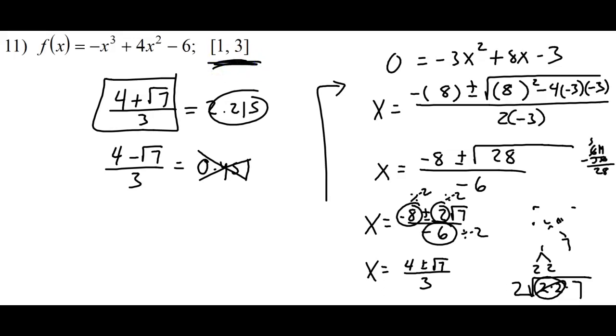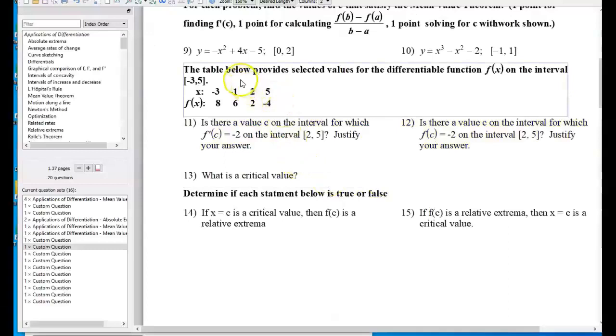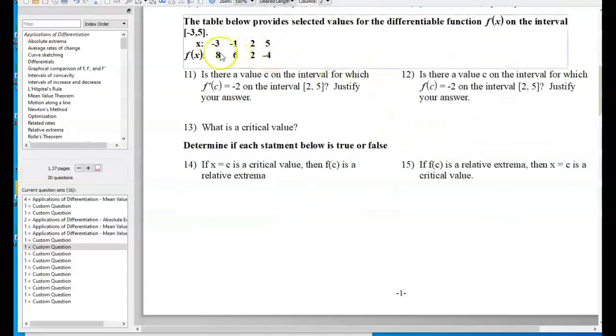All right? There you guys go. Let's move on to the next one. 11. It says the table below provides selected values for the differentiable function f on the interval from negative 3 to 5. Number 11 says, is there a value c on the interval for which f prime of c equals negative 2 on the interval?